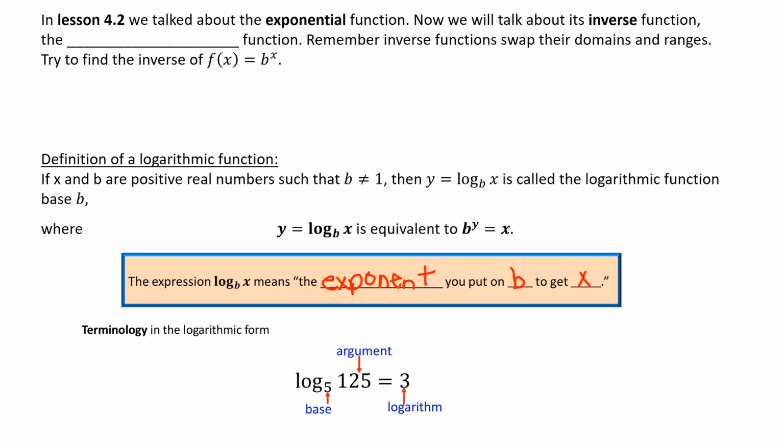So terminology, again, in logarithmic form, we call that little number the base. We call the number here, I can call it the number, the argument of the log function. Later, we're going to learn that it's called the antilog. And then this number on the right side of the equation is the exponent. It is the logarithm because log means exponent. I can't say that enough. So when you see this notation right here, what it is telling you is 3 is the exponent you would put on 5 to get 125.